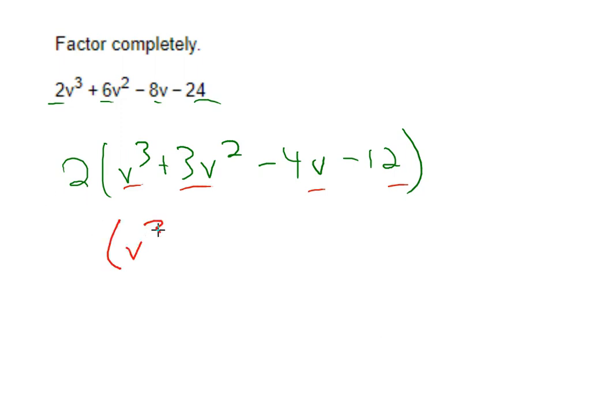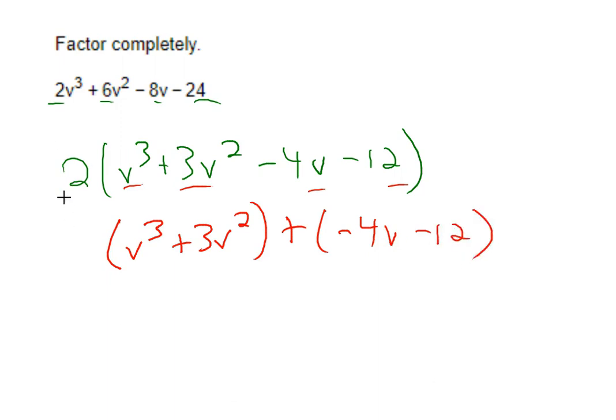So I'm going to group the first 2 terms together, put a plus sign between my 2 groups, and then group the second 2 terms together. That minus sign will stay with the 4 inside the second group. Leave the 2 out of the way, right?